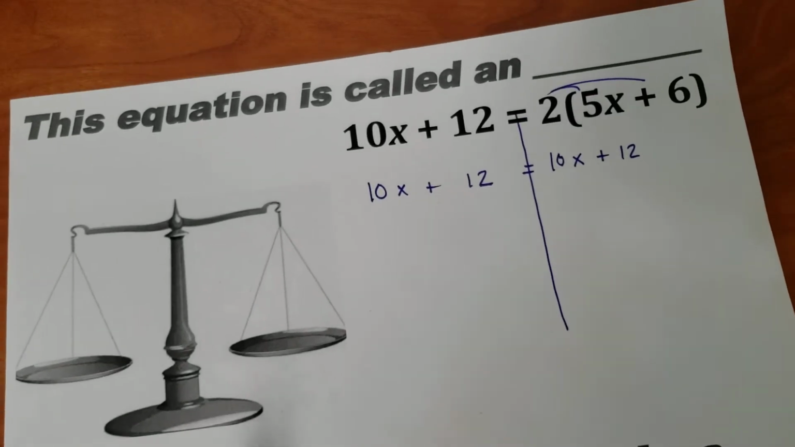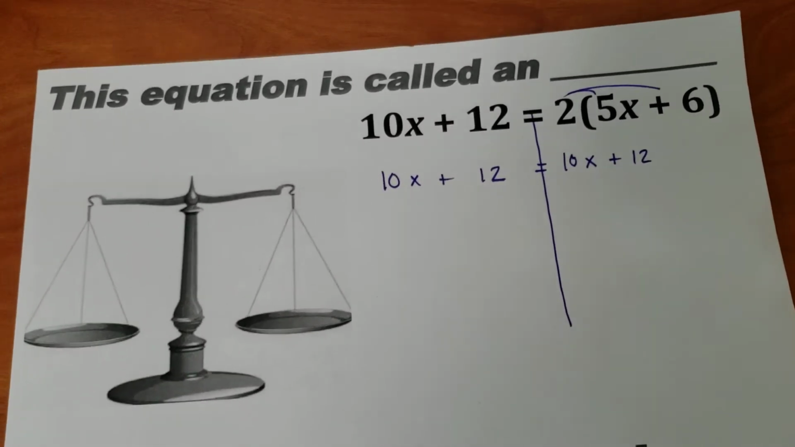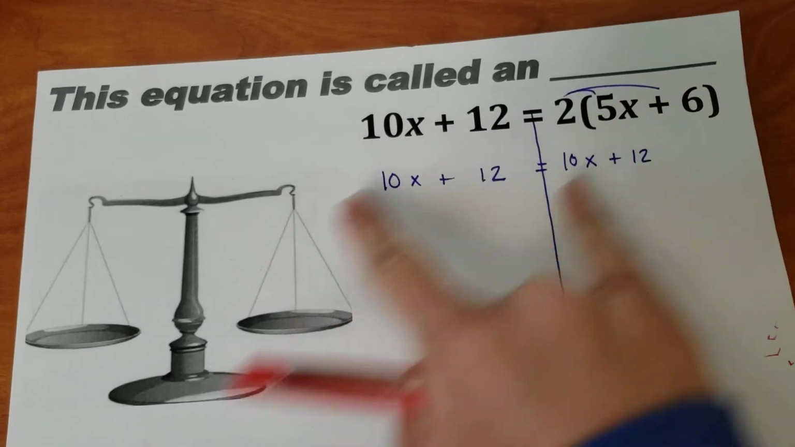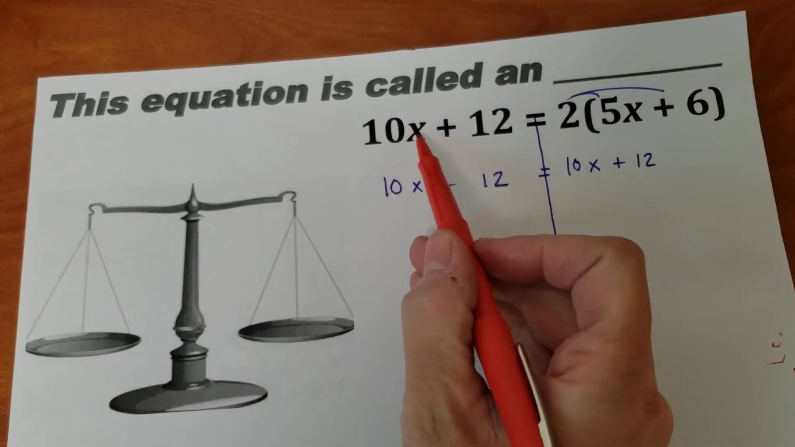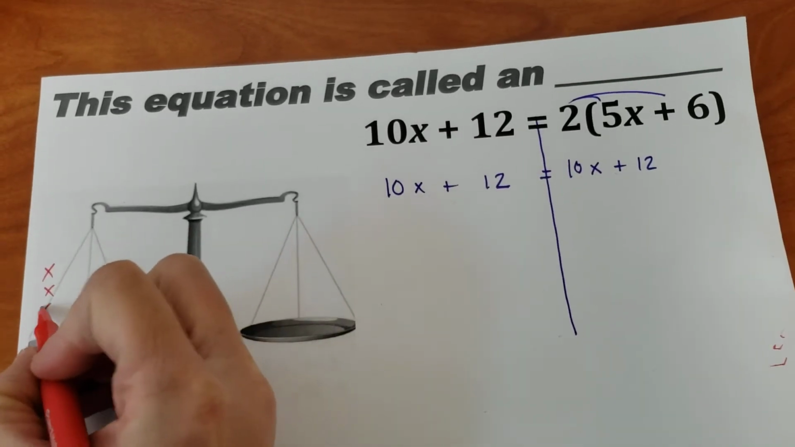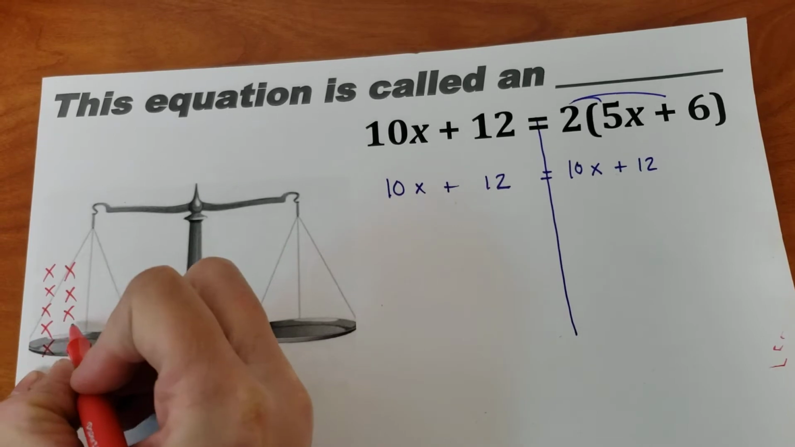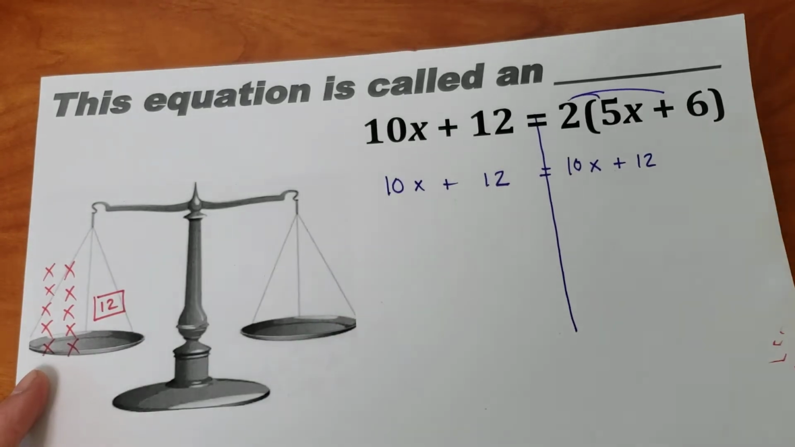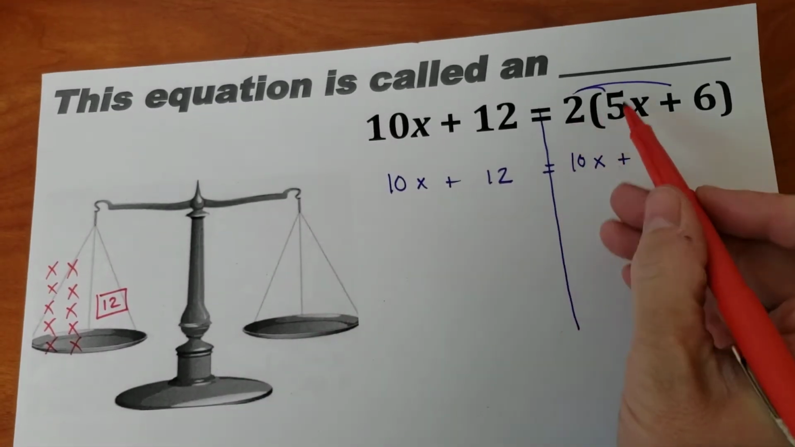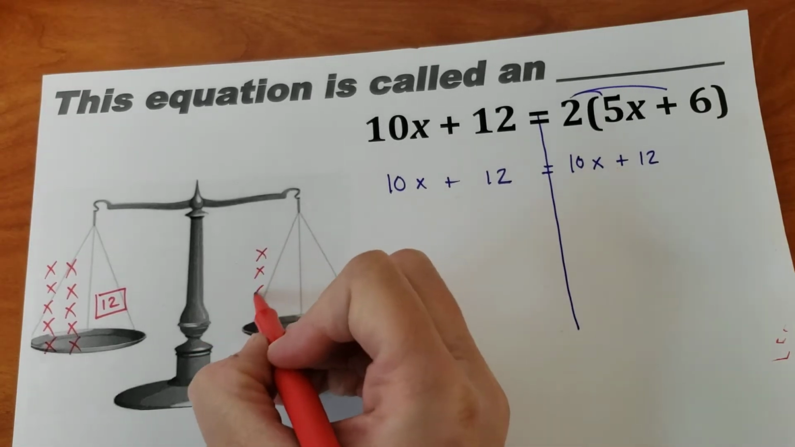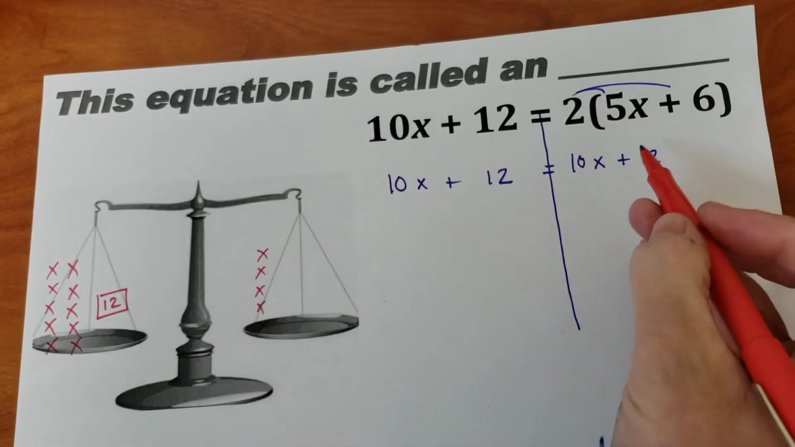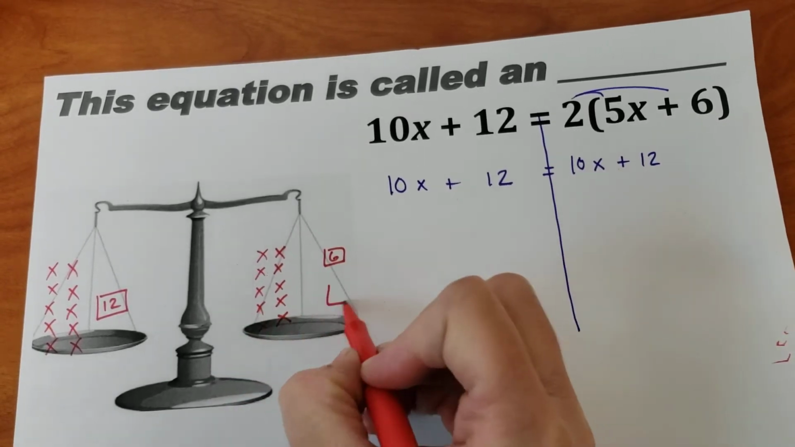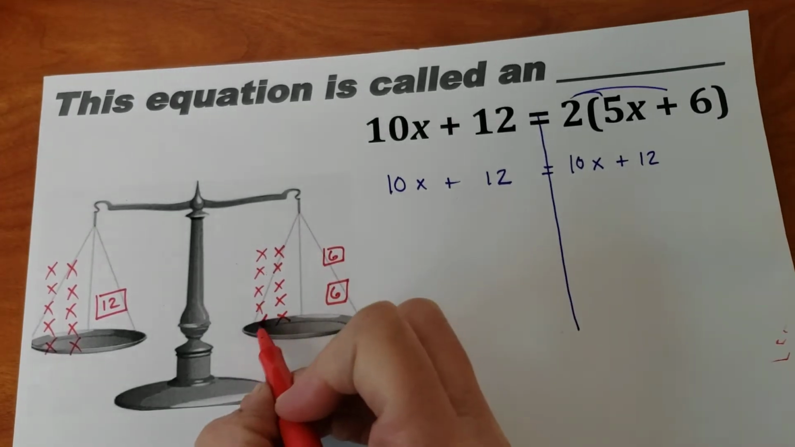I want to draw what this equation looks like on a balance. Because if this is equal, you can think of this expression being on a balance and being equal to each other. So 10x's plus 12. Here I have 10x's, and then I have a 12-pound weight. On this side, I've got two groups of 5x plus 6. So here's 5x's and a 6-pound weight. And here's another group of 5x's and another 6-pound weight. Hard to see that x right there.